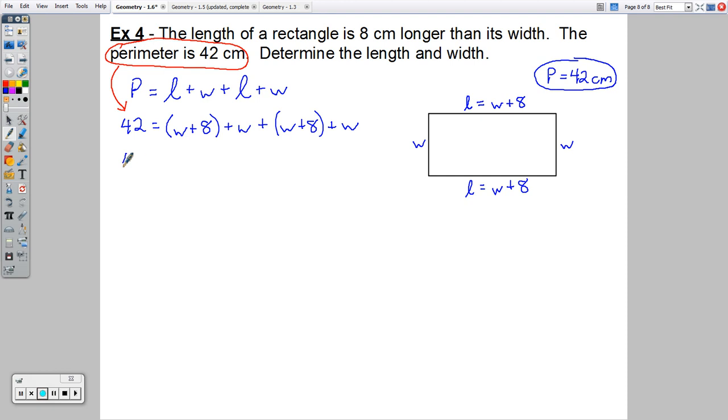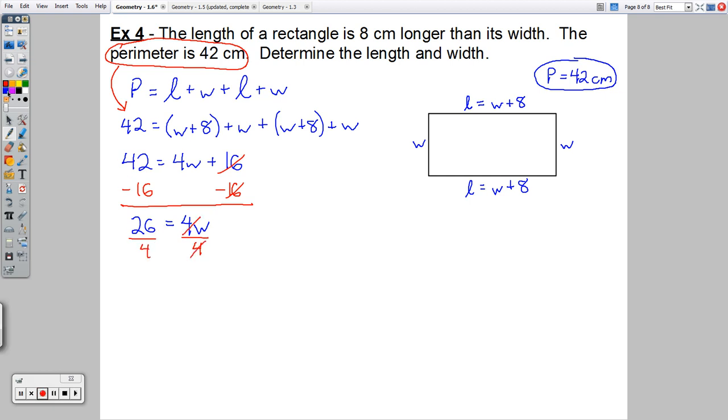Putting that all together, combining like terms, how many W's do you see? I see 4 of them. How many integer numbers do you see if you add those together? 16. And we have 42 equals 4W plus 16. I'm rewriting it. I need to do the next step. I need to subtract 16 from both sides. This would cancel. That leaves me with, on this side, 26 equals 4W. Dividing both sides by 4.